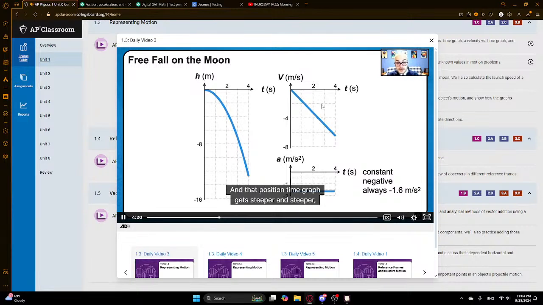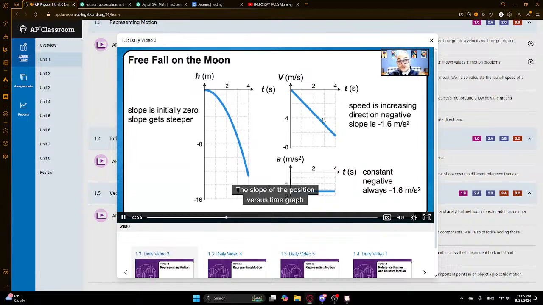And that position time graph does make sense. It gets steeper and steeper. The velocity gets faster and faster. The acceleration is a constant negative 1.6 meters per second squared. The speed of those falling objects was increasing, getting faster and faster by 1.6 meters per second every second. It's downward, so I've assigned a negative direction to that. The slope of the position versus time graph is initially 0 and then gets steeper.